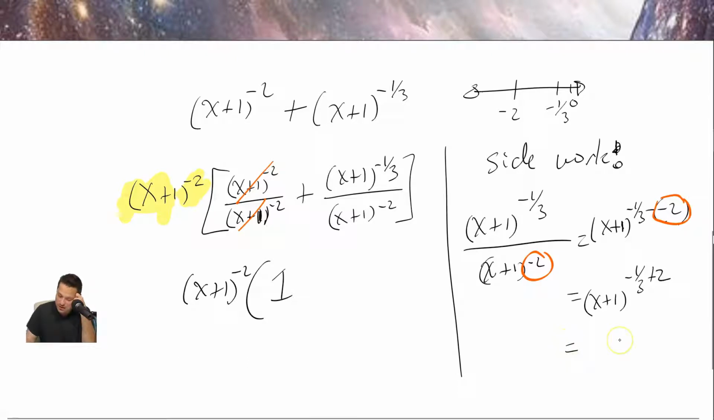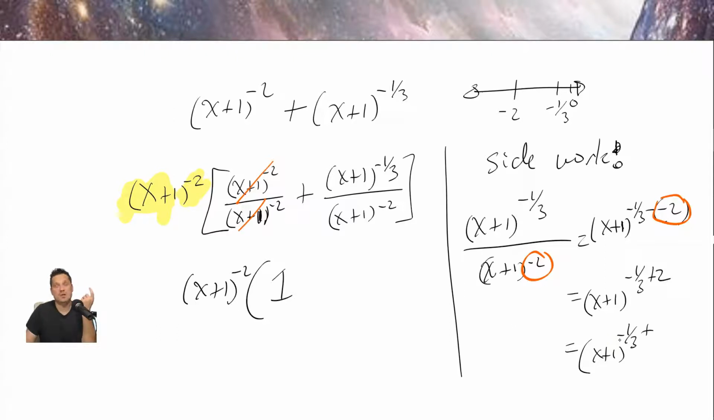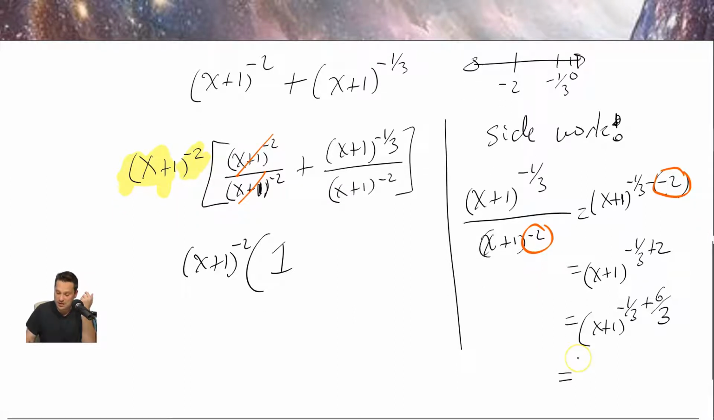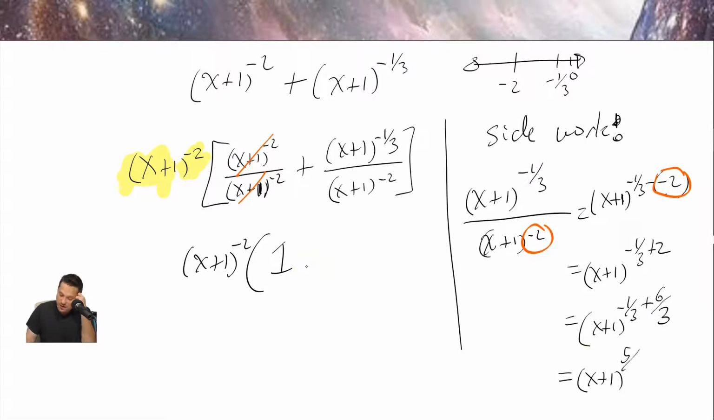So it becomes x plus 1, negative 1/3 plus, that would be again 6 over 3, correct? 6 divided by 3 would give you the 2 back, and then you can finish this up, so it becomes x plus 1 to the positive 5/3. So here you're going to put now plus x plus 1 to the positive 5/3. See that? And it worked like magic.